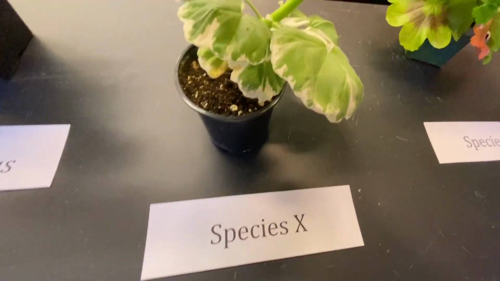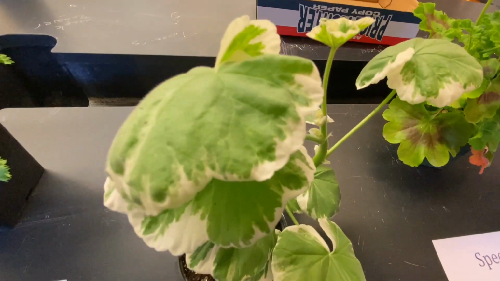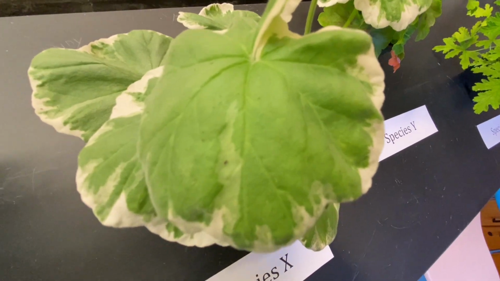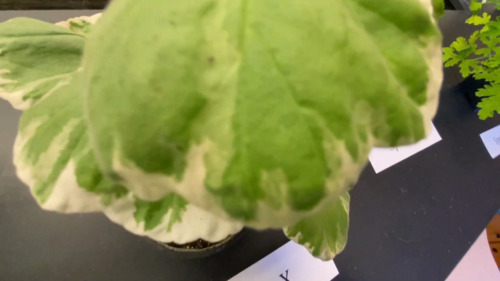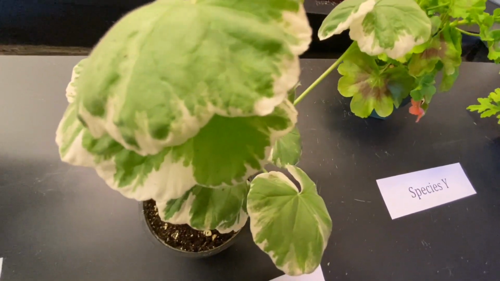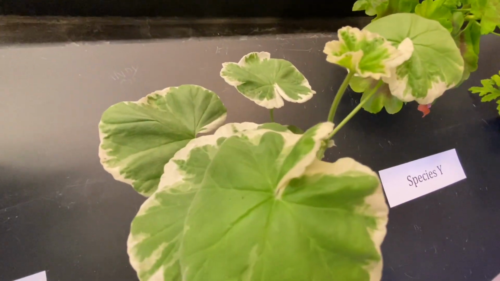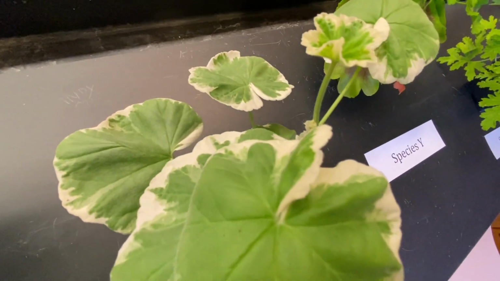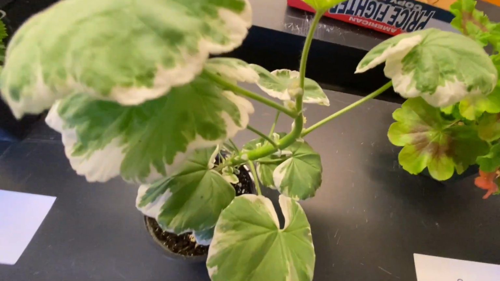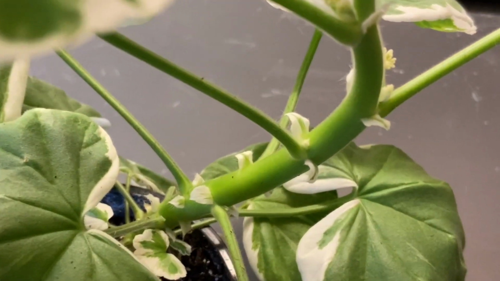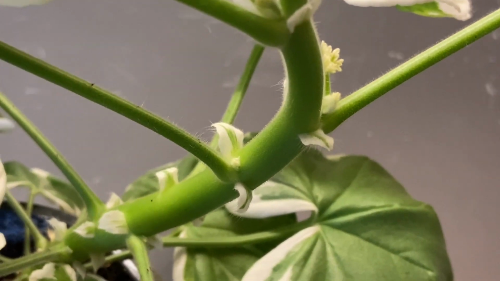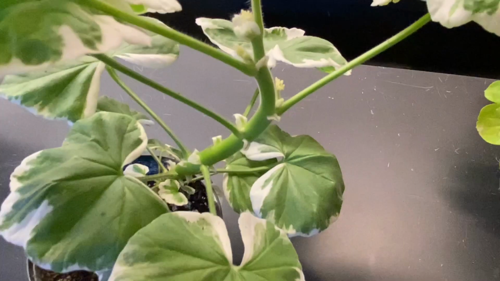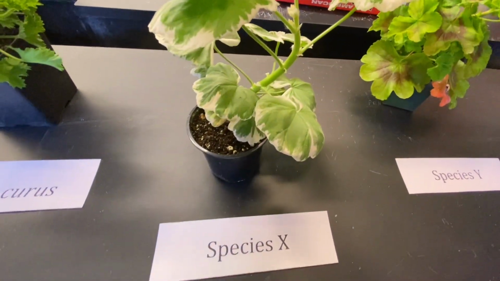Let's look at species X. Species X has a wide, broad, flat leaf with soft, rounded edges, and they seem to be mostly bordered with a white, almost a dusting around the edge. If we look at the stem, just to be fair, it's not quite as fuzzy or furry as Botanicurus. So let's say that is species X.